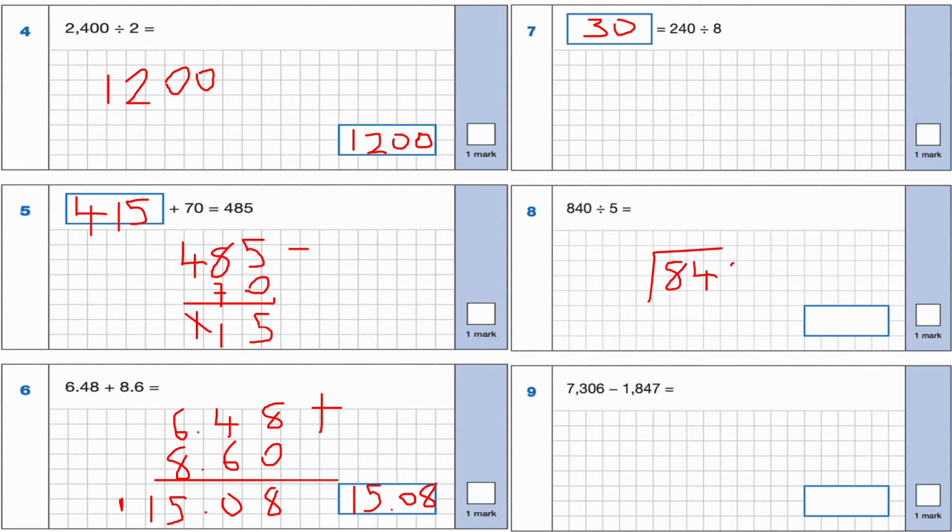So how many 5s go into 8? That's 1. The remainder is 3. How many 5s go into 34? That's going to be 6. Remainder 4. And then 5s into 40 is going to go 8 times. So the answer is 168.